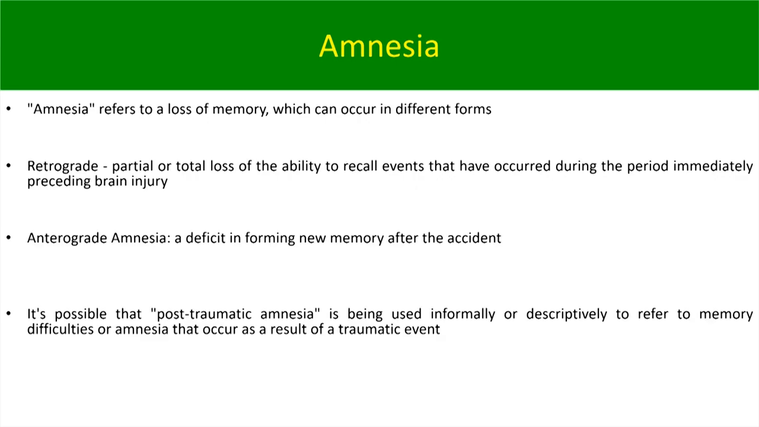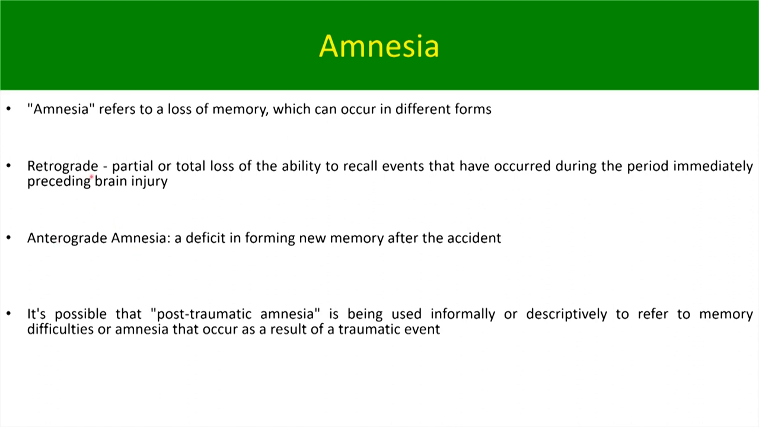Moving on to an important part, amnesia. Amnesia refers to a loss of memory which can occur in two different forms. Loosely, it is termed post-traumatic amnesia as well, but this term is sometimes not applicable. However, it's all right to describe it as post-traumatic amnesia. The two basic types are retrograde amnesia and anterograde amnesia.